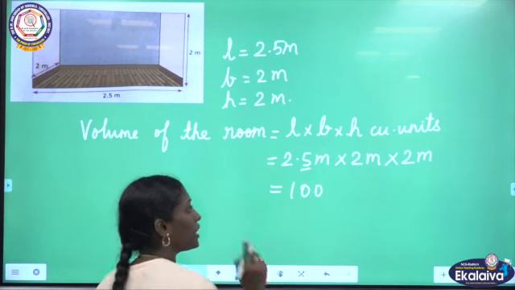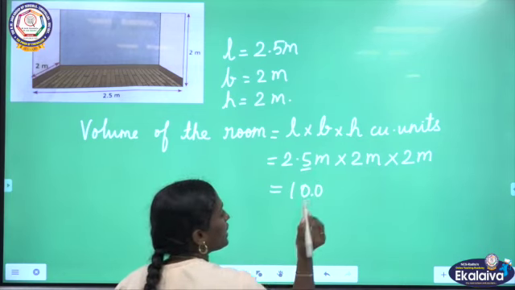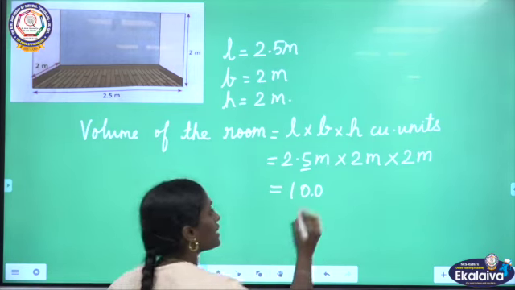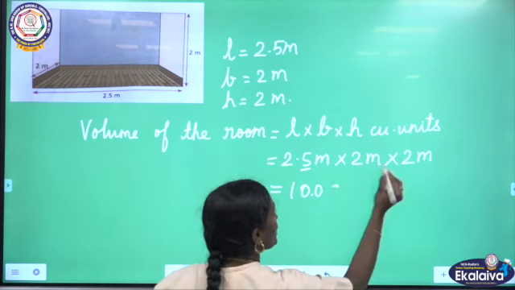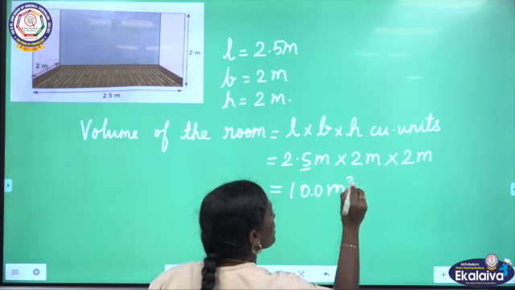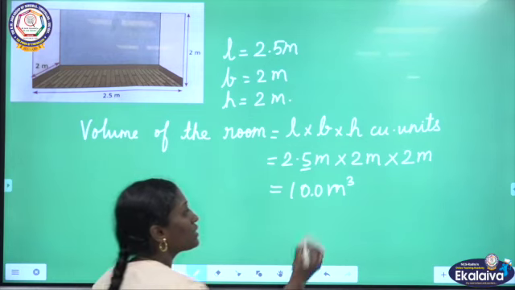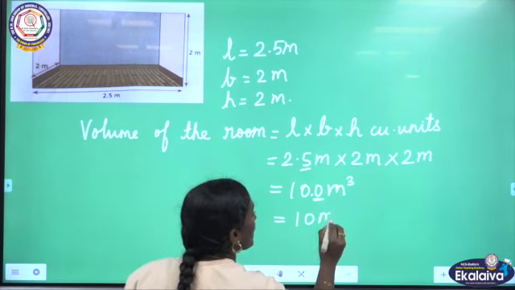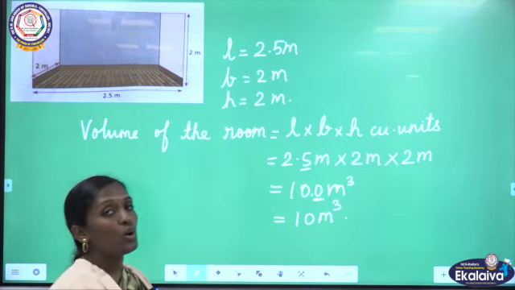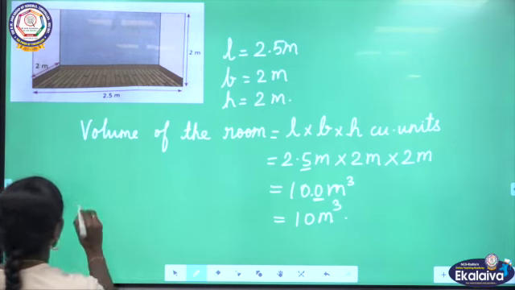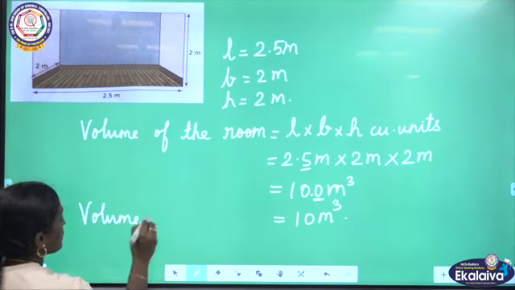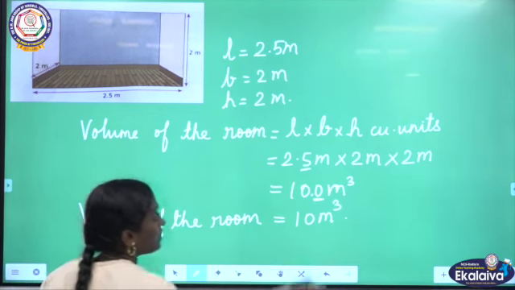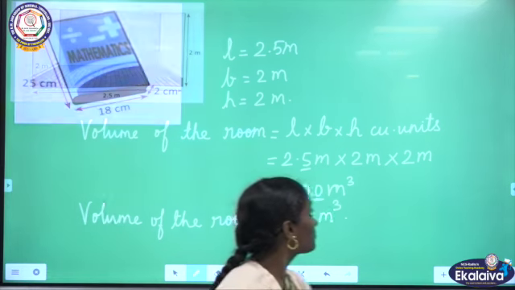But here we are having one decimal place in the answer. We need that one decimal place. So from the last, before one digit, we have to keep the decimal point. Then that is 10.0. Here meter into meter into meter, that is meter cube. So here the decimal part is 0, so we can write it as a whole number, 10 meter cube. So this is the volume of the room. Is it clear, children?